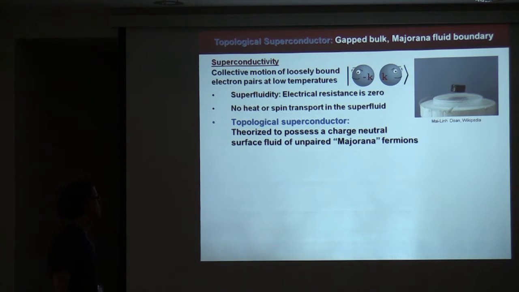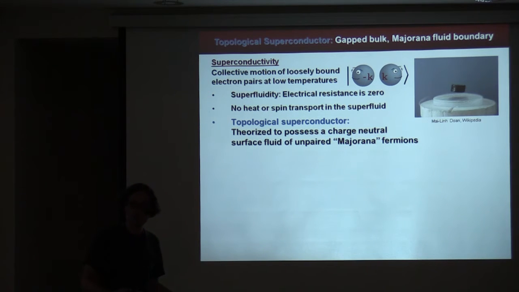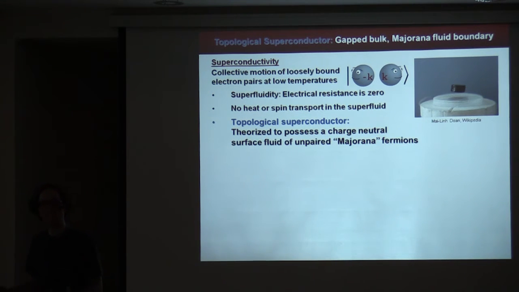So now let me move on to bulk topological superconductivity. Superconductivity, of course, arises from the condensation of electronic Cooper pairs. Its hallmark is that you have resistanceless superflow of charge carried by the superfluid. I'll remind you, however, that at least in the normal case, a superfluid does not transport spin, and it never transports heat. So the only way to transport heat, say in a superconductor, is by thermally excited quasiparticles.